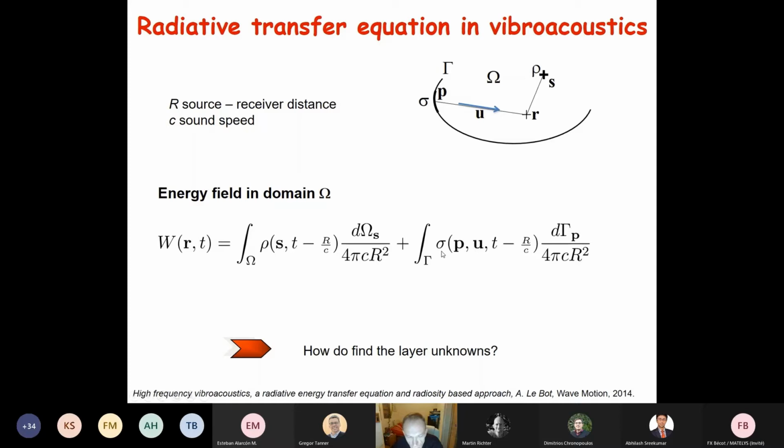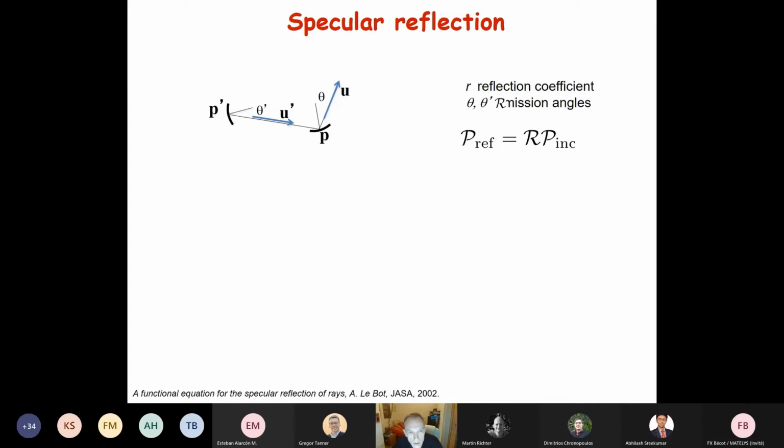So the problem is now how to determine the fictitious sources sigma. For that, we apply an energy balance, exactly like in the radiosity method. Let's consider two points, P and P prime, on the boundary. And we consider the point P. We try to write the energy balance at point P. At point P, we can say that the energy which is emitted in direction U, the reflected power, is a reflection coefficient times the power which is incident from direction U prime.